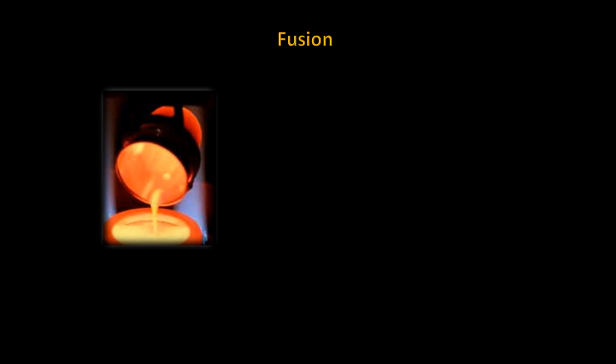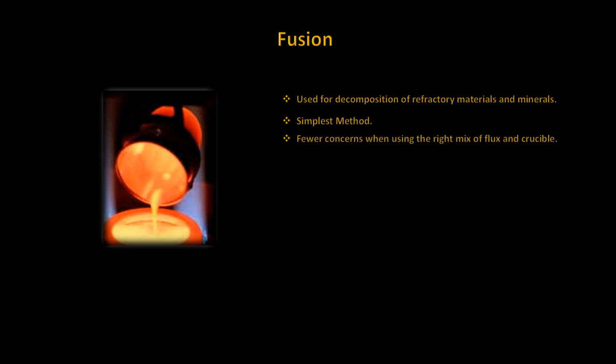Fusion is very similar to fire assay techniques. However, samples are smaller in mass. Crucibles are smaller, and there are many different types of crucibles that can be employed. This method of dissolution is commonly used for those difficult to dissolve materials. It is the simplest method employed. With the right mix of flux and the proper choice of a crucible, it eliminates almost all of the concerns associated with this type of procedure or method.